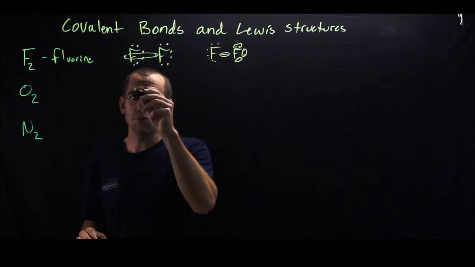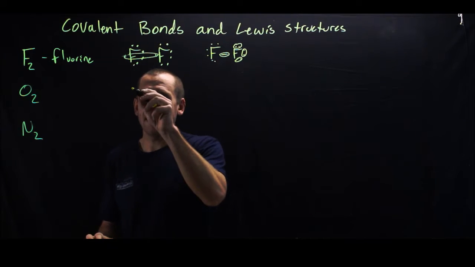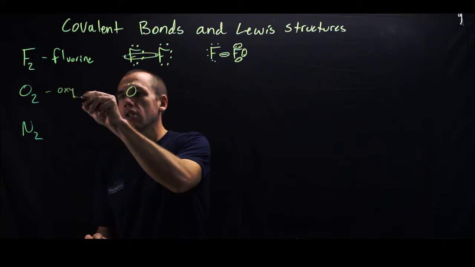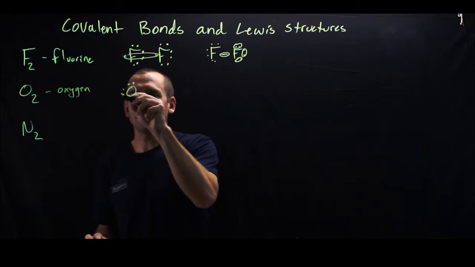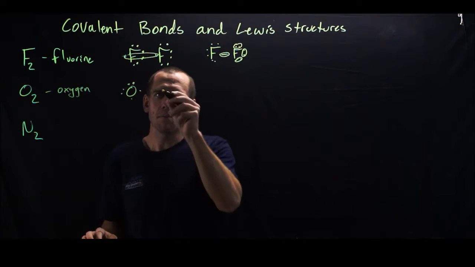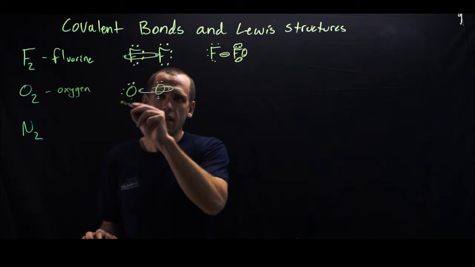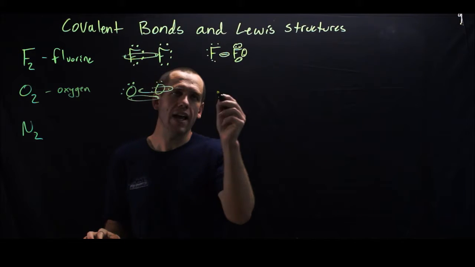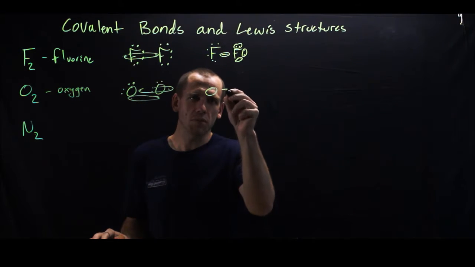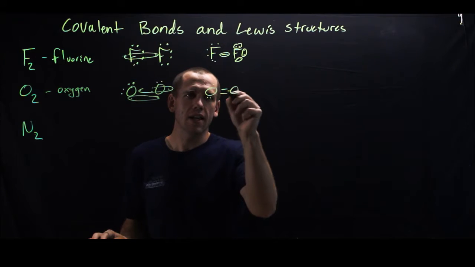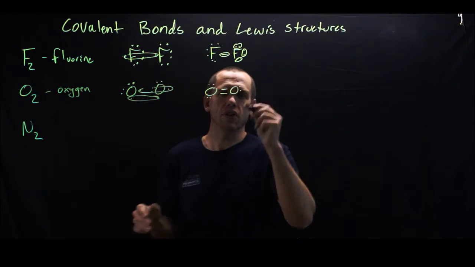Oxygen is going to do a similar thing, except that oxygen, you'll remember, has only 6 valence electrons, but it's fairly easy to see that this one can bond with that one, and this one can bond with that one, and so when oxygen forms bonds with itself, it will form a double bond. And so we just write the Lewis structure like that.